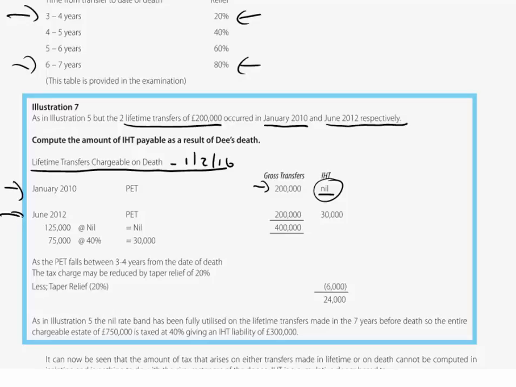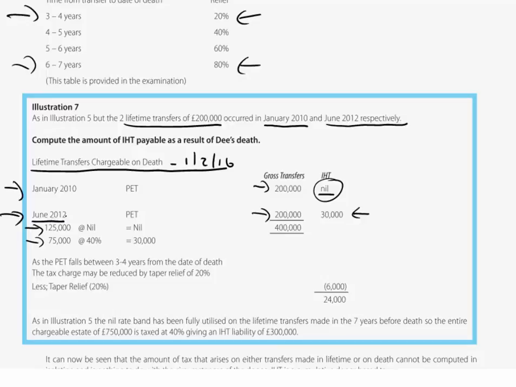But then on to June 2012. It was £200,000. We've used up 200 of the nil rate band, that leaves 125, pushing 75,000 up into the 40% band, and there's the 30,000 tax charge as we computed again back in illustration 5. But now we've got to look at the dates.